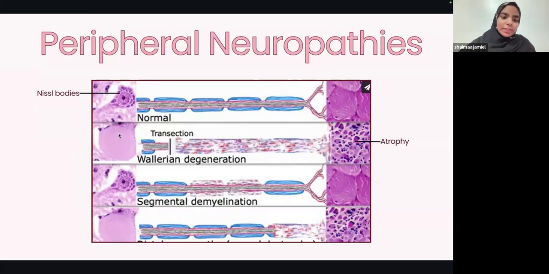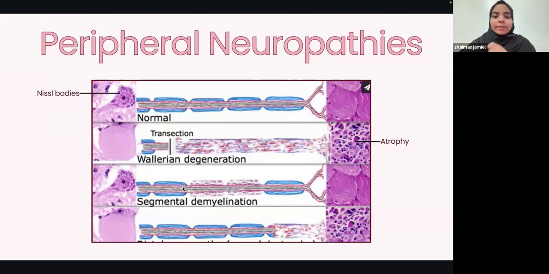Also, if you see here, this is the normal nerve, and it has something called Nissl bodies, which are basically just rough endoplasmic reticulum that's been stained. When there's an injury and now the nerve needs to grow new axons, the Nissl body is going to disperse, and that's why you don't really see this color here anymore. So this is called chromatolysis, or central chromatolysis. It happens in Wallerian degeneration.